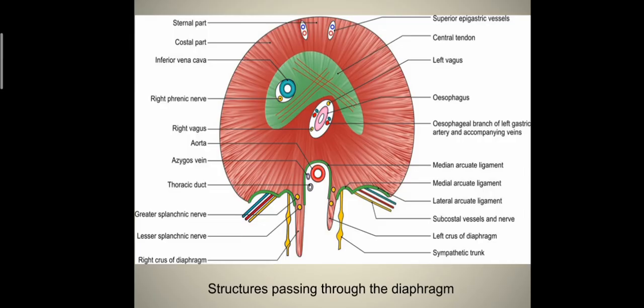Here is also the same diagram. This one is the central tendon of the diaphragm. The vena cava opening is present in the central tendon of the diaphragm. Through this opening the inferior vena cava and right phrenic nerve pass, and this one is the esophageal opening. The vena cava opening lies at the T8 level, the esophageal opening lies at the T10 level, and the aortic opening lies at the T12 vertebral level.